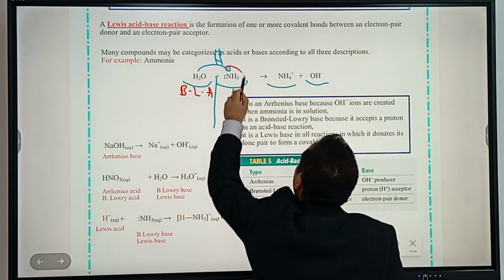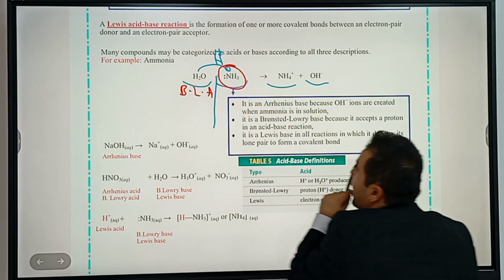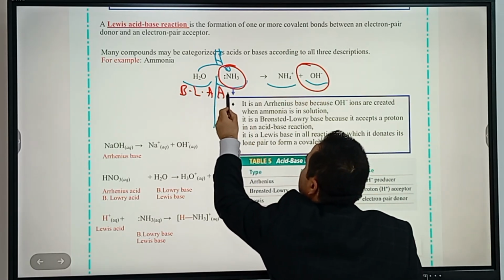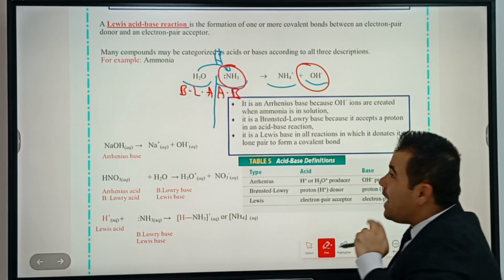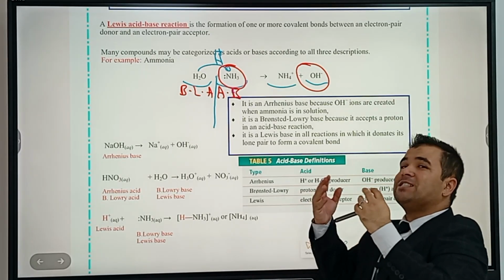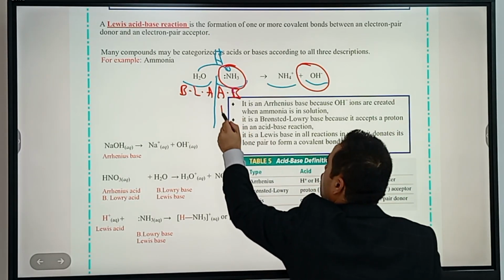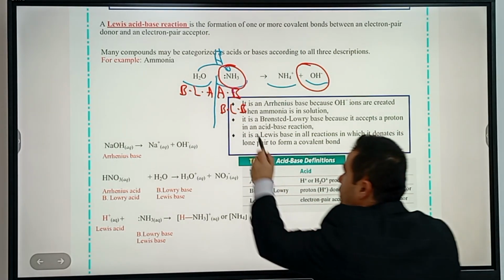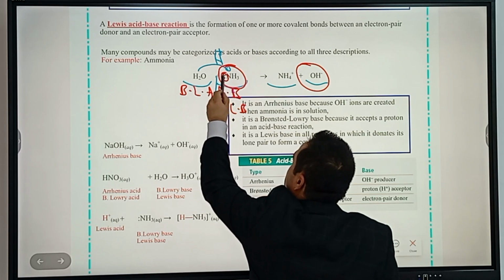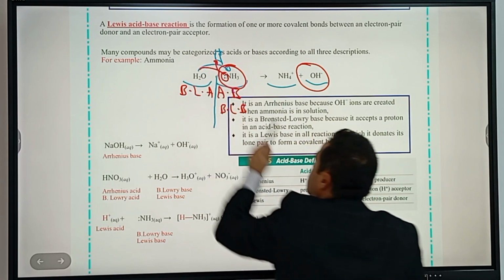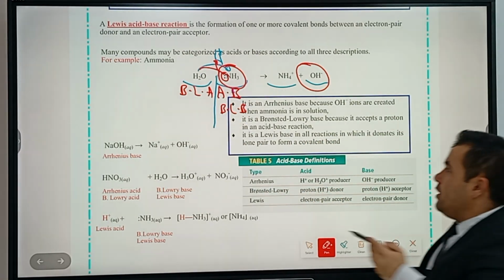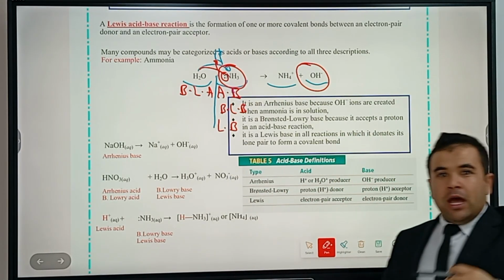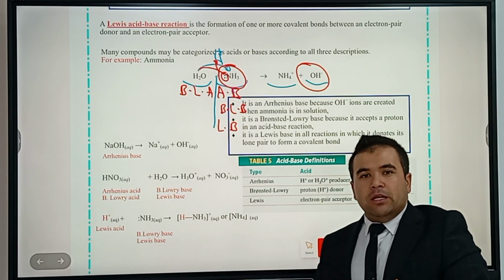But let us talk about the ammonia. Ammonia in this case, guys, increases the hydroxide concentration, so it is an Arrhenius base first. Second, for the Bronsted-Lowry, it accepts a proton, so it's a Bronsted-Lowry base as well. For the Lewis, you can notice the pair of electrons donated to that proton, which is accepted by the ammonia, so it's a Lewis base as well.